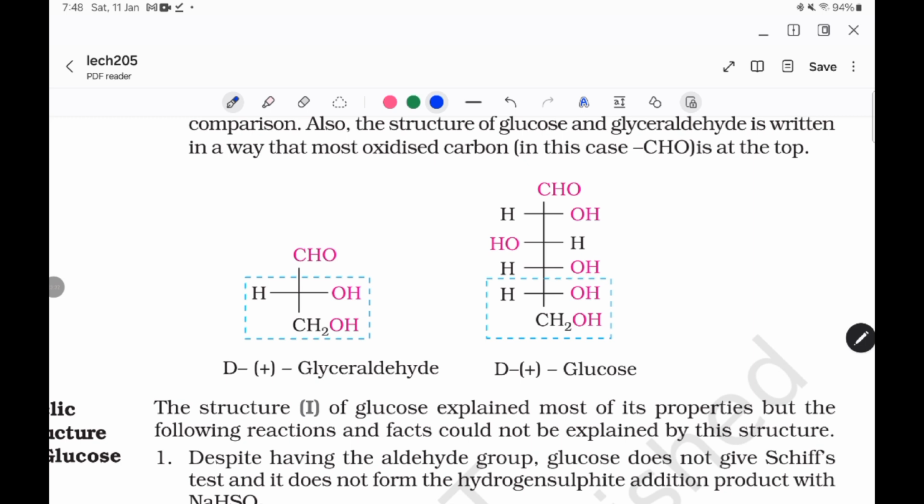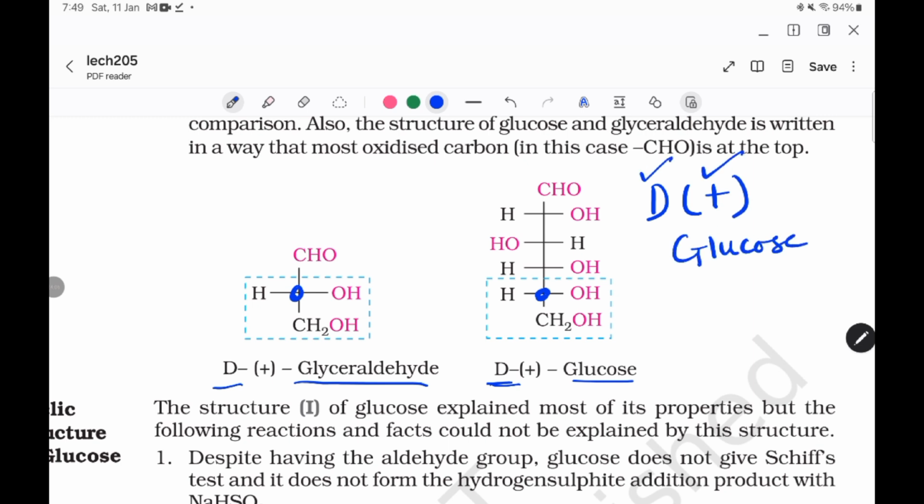This is a comparison of the structure of D-glyceraldehyde and D-glucose. So why is it called D-glucose? Because its configuration, or the three-dimensional arrangement on the last chiral carbon atom, that is this carbon atom, is exactly the same as that of D-glyceraldehyde. So we are just comparing the skeleton of D-glucose with the skeleton of D-glyceraldehyde. Once again, D plus glucose is called so because it has a D configuration and it's a dextrorotatory compound.